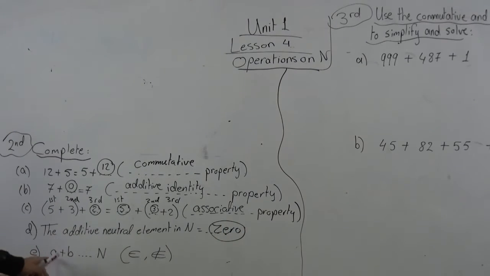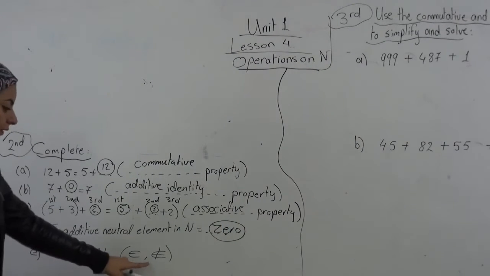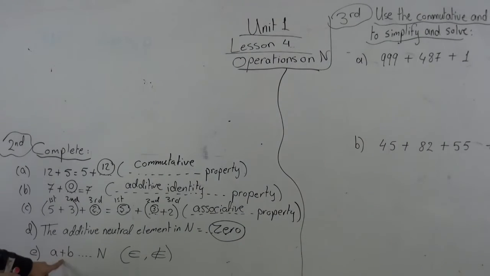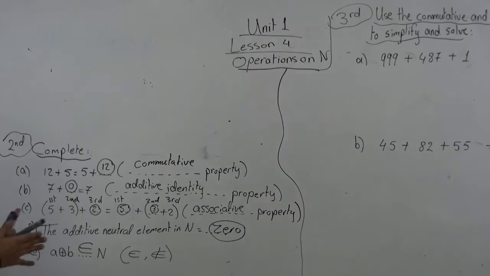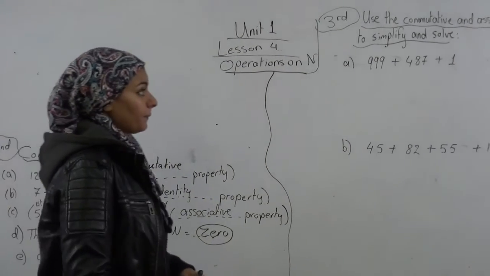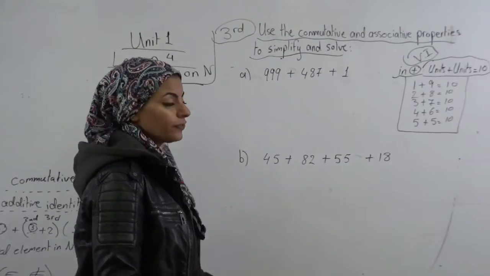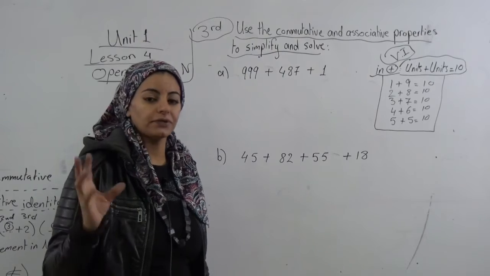Number E, A plus B. Put element belongs or element doesn't belong. If you are adding A and B, where A and B are natural numbers, before you calculate the answer, you know that the answer of the addition of natural numbers will always be an element that belongs to N, meaning it cannot be a decimal and it cannot be a fraction, as long as we are adding and as long as these two numbers are natural. Number 3, we knew that addition has properties.